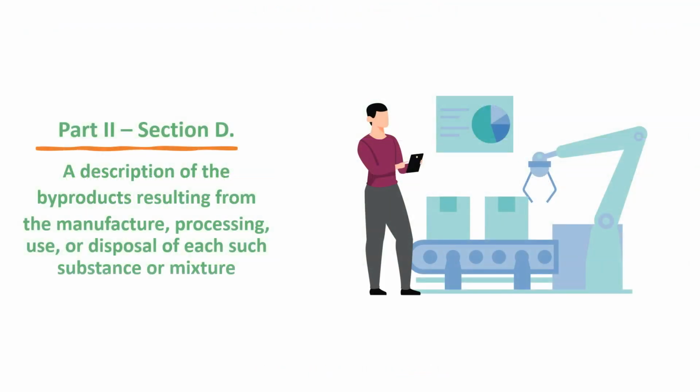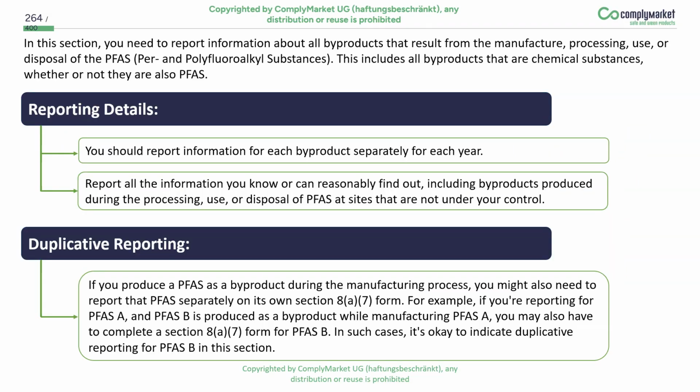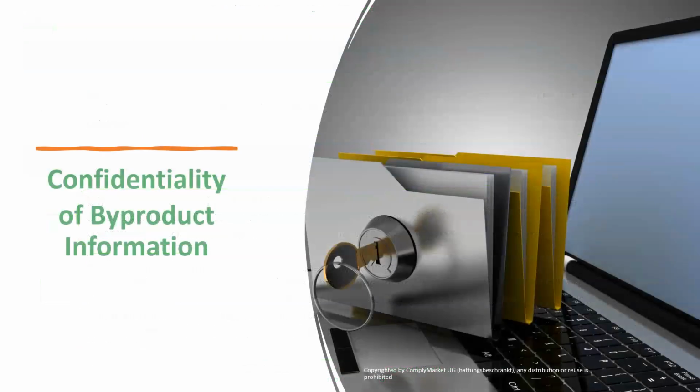Section D, a description of the byproducts resulting from the manufacture, processing, use, and disposal of each substance or mixture. In this section, you need to report information about all byproducts that result from manufacture, processing, use, and disposal of PFAS. This includes all byproducts that are chemical substances, whether or not they are also PFAS. Take care of this sentence, please. Whether or not they are also PFAS, because it is a byproduct, and then you have to report whether or not they are also PFAS. Okay, that's really important. You can make confidential claims here as well.